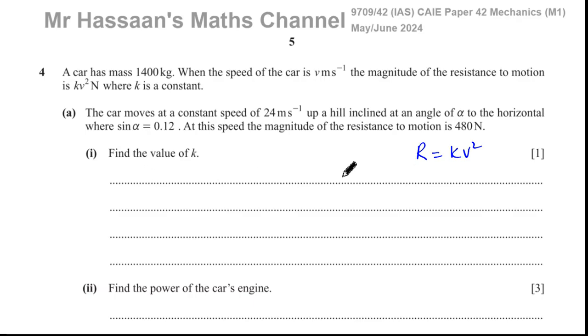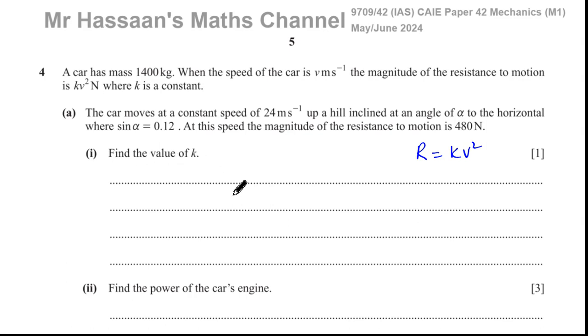So they gave us some information. The car moves at a constant speed of 24 meters per second up a hill inclined at an angle of alpha to the horizontal, where sine of alpha is 0.12. At this speed, the magnitude of the resistance to motion is 480 newtons. Find the value of k.